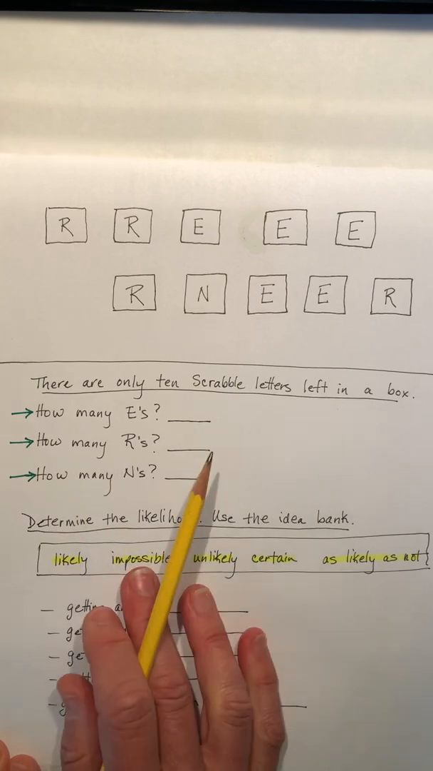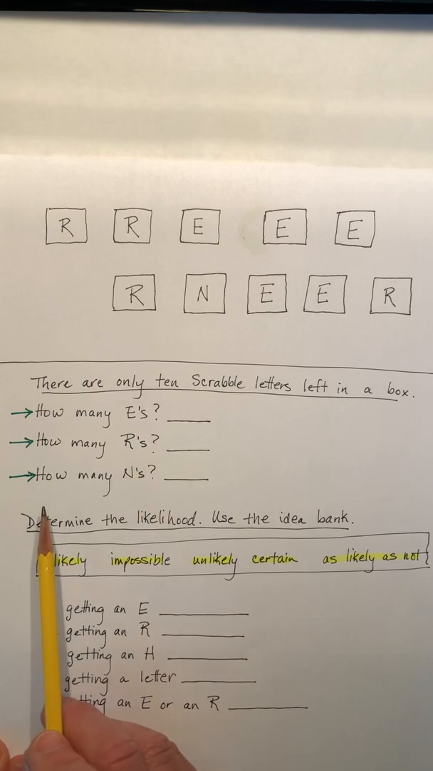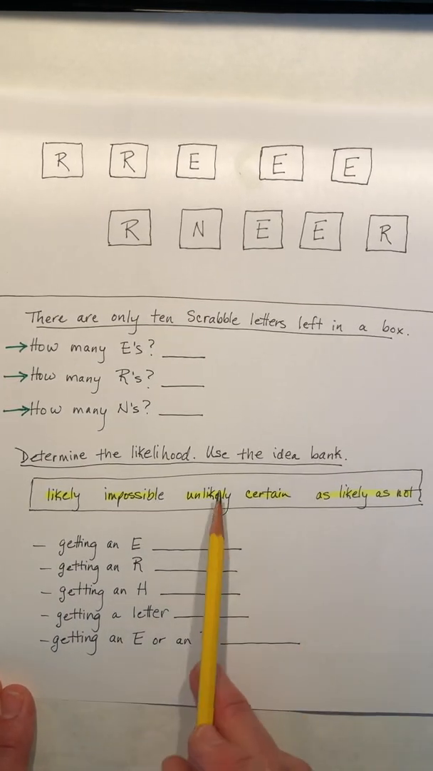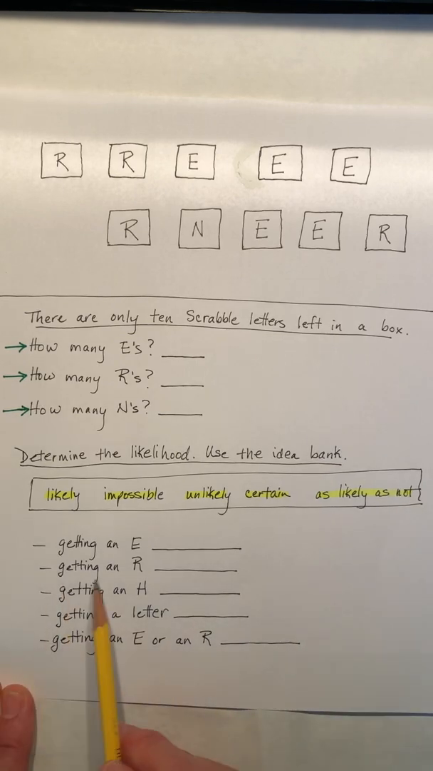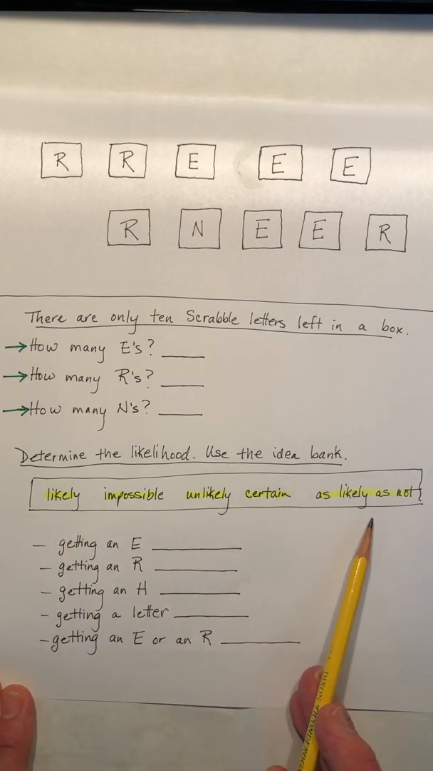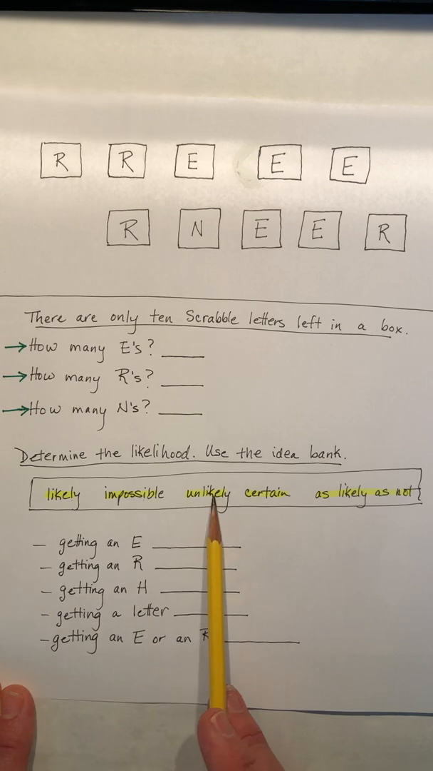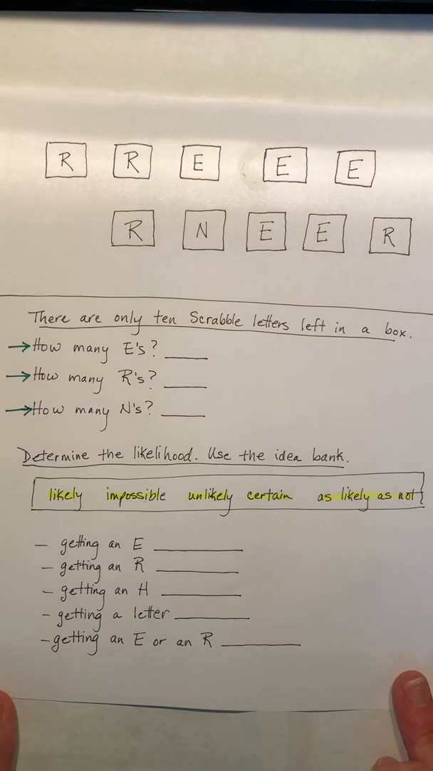So you're going to answer this question first. How many E's? How many R's are there? So you're just counting them up here. And how many N's? So down here, you're going to determine the likelihood. And I've given you all that terminology that we just talked about. So what I'll see on your paper is that you have written getting an E, and you've chosen one of these ideas. Getting an R, and then you've chosen one of these ideas. I can't remember if you use one of these more than once, so you may end up using an idea twice. I know you're going to do a great job with this.